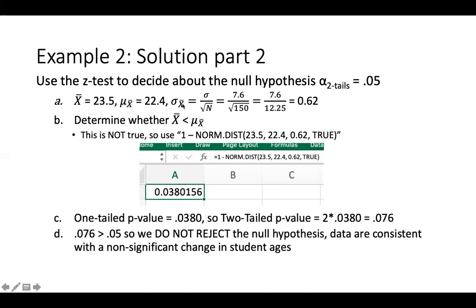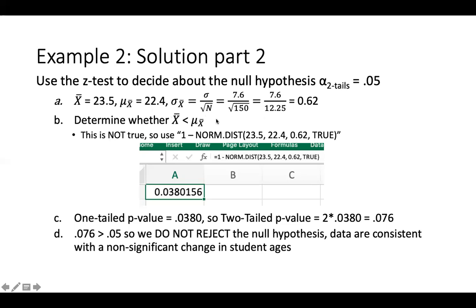Then we have to work out standard error. And again, we take sigma, which was given to us in the problem as 7.6, and divide by the square root of our sample size. Our sample size is 150. Square root of 150 is 12.25. If we divide 7.6 by 12.25, our standard error is 0.62, right? So it's much smaller than 7.6 because our sample size is so big.